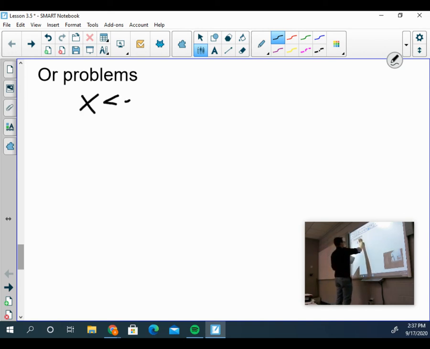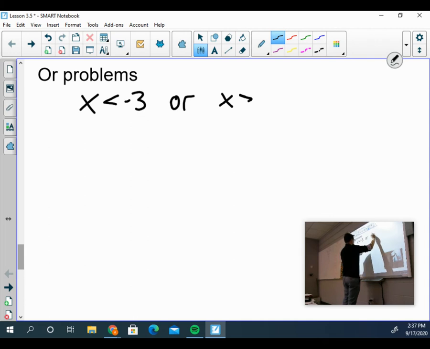What if I have a situation where x is less than -3 or x has to be greater than 7? What's a good example of this? Think about when you go to a restaurant. You either get a discount if you are a child under 12 or a senior citizen above the age of 60. How would we write this as an inequality?